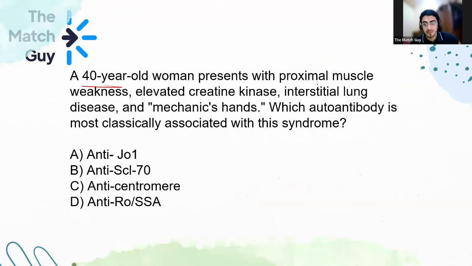A 40-year-old woman presenting with proximal muscle weakness, elevated creatinine, and interstitial lung disease. She also has the mechanic's hand. Which autoantibody is associated with this syndrome? What is the diagnosis here, guys? Amazing, Tanya. Excellent. So this patient is presenting with dermatomyositis.